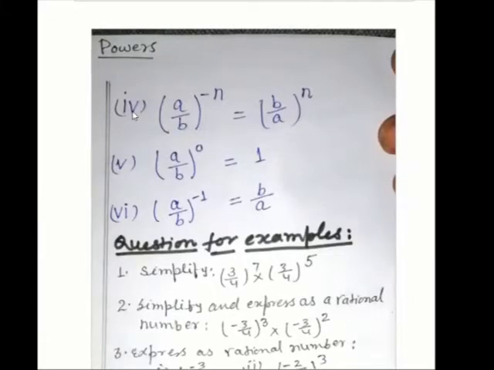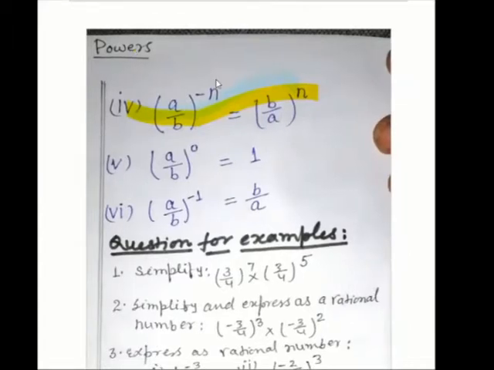The fourth law is a upon b to the power minus n. That is called inverse power. तो a upon b to the power minus n, यहाँ हमें निगेटिव साइन हटाने के लिए बेस का रेसिप्रोकल करना होता है. तो a upon b to the power minus n इक्वल टू b upon a to the power n.